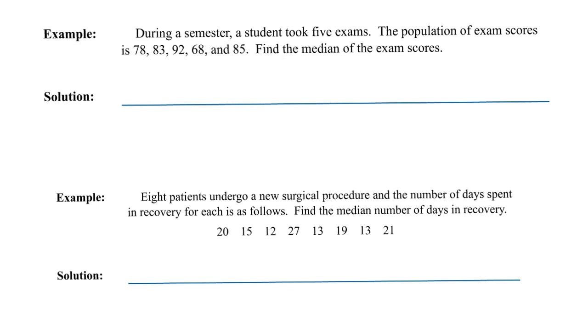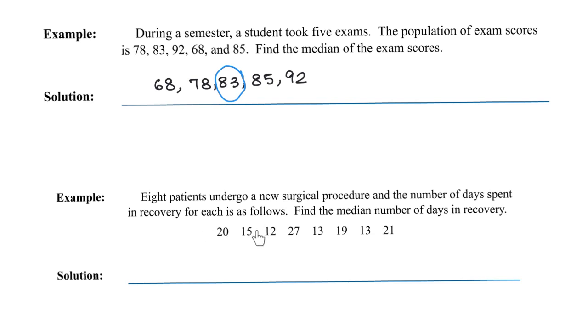In this example, 5 exam scores are given. We need to find the median of the exam scores. First we will write these numbers in order, from the smallest to the highest. Then find the middle number. The middle number, or the median, of this data set is 83, which divides the data into halves.